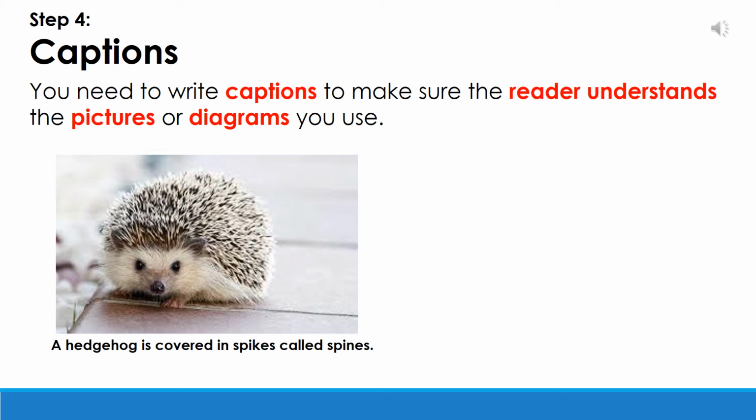For example, I've included a picture of a hedgehog so that the reader will know what a hedgehog looks like. Then I've added the caption, a hedgehog is covered in spikes called spines. Now this is given even more information because now the reader knows what a spine is and what a spike is.